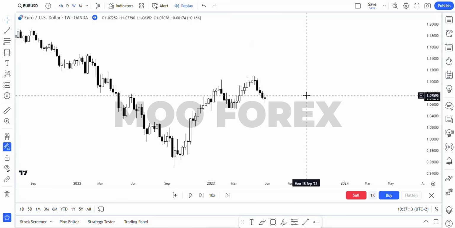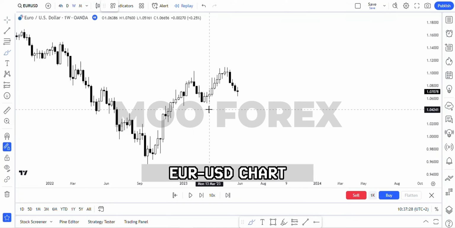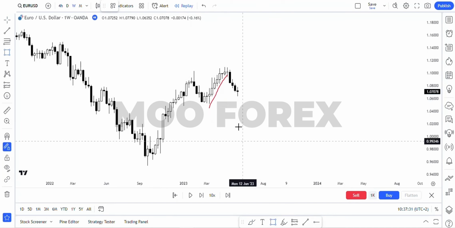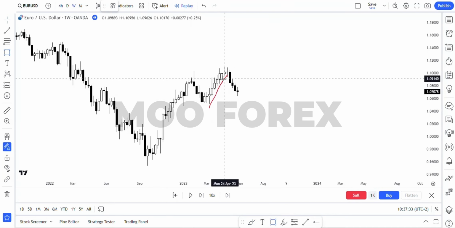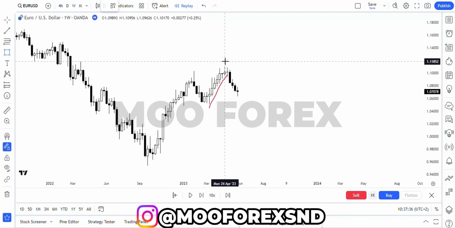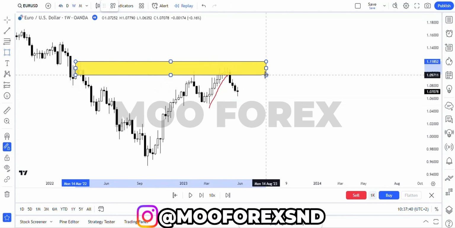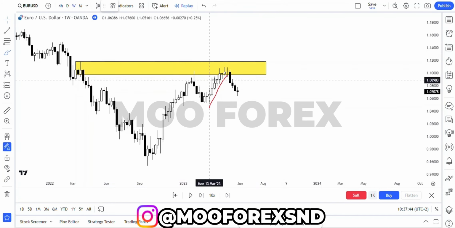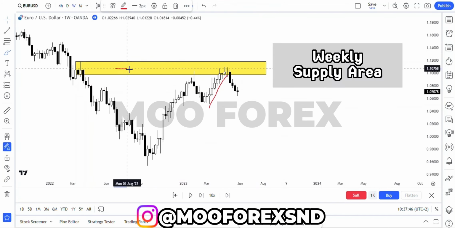Today I will show you a beautiful trade setup that I recently executed on the EURUSD chart. For example, here, first of all, we can see that the market was going up, but when the market is going up, it must also have some supply, right? So we had this supply area here, and you can see that the market reacted from this weekly supply area. This is a weekly chart and weekly supply area.